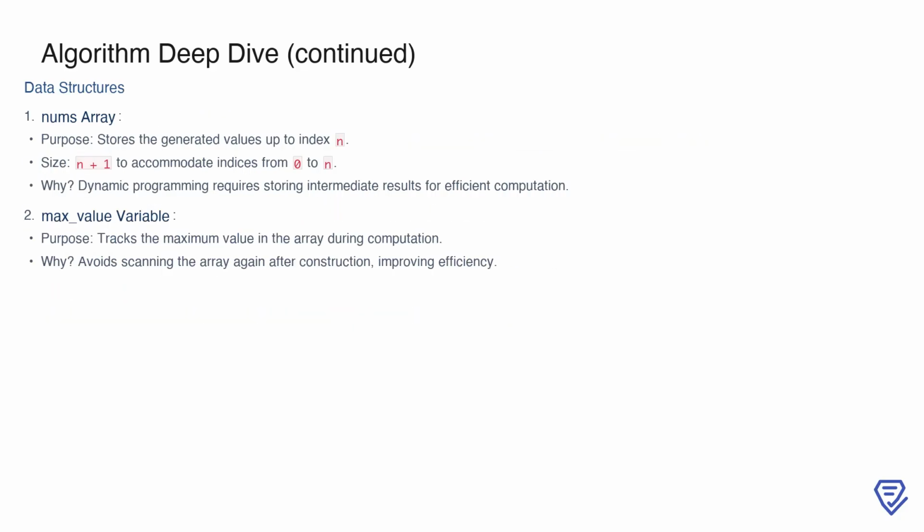The solution relies on two primary data structures to achieve its goals. The nums array is the main structure, used to store the values generated according to the problem's rules. Its size is n plus 1 to accommodate indices from 0 to n, and it supports the dynamic programming approach by storing intermediate results for efficient computation. The second key data structure is the max_value variable, which keeps track of the largest number encountered during the array construction. This avoids the need to rescan the array after it is built, making the solution more efficient. Together, these components enable a clear and optimal implementation of the algorithm.